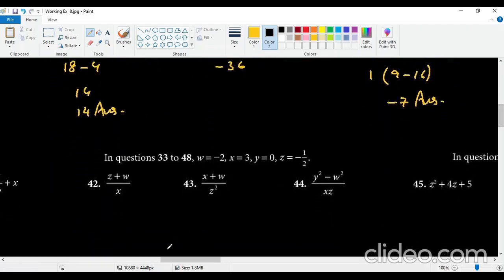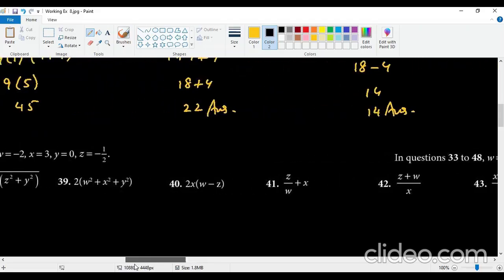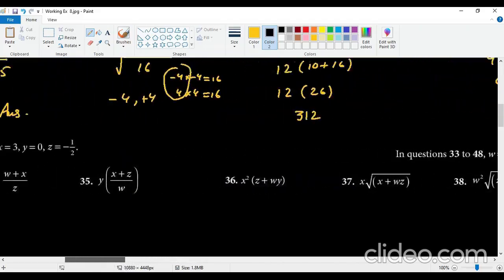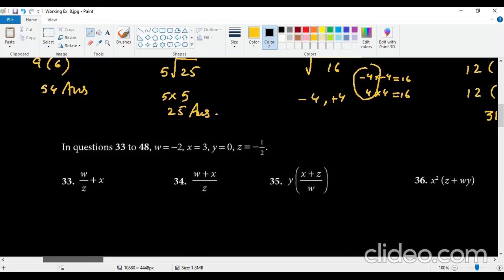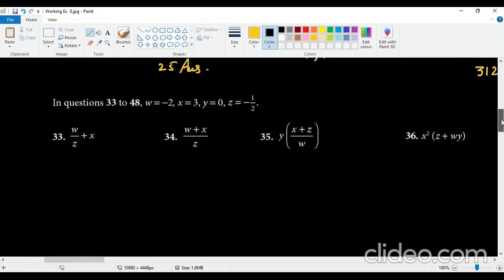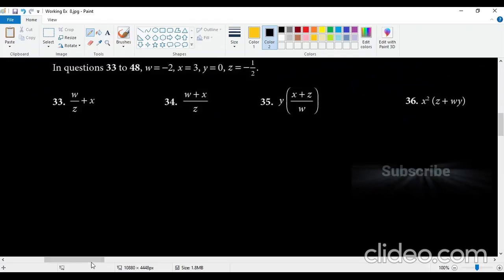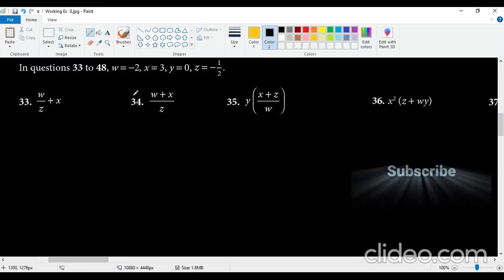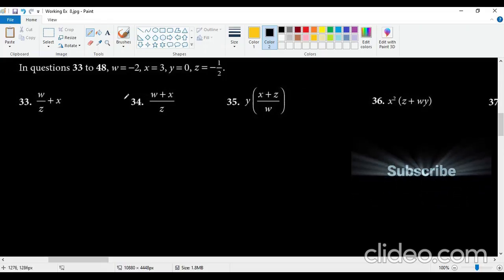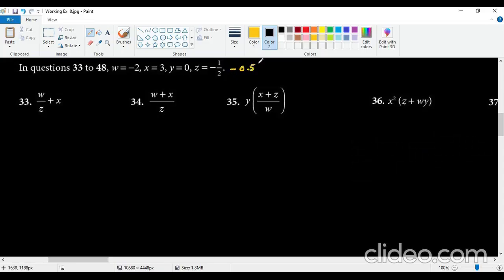Moving on to the next question, which is a bit different in a way that the values are different for the variables. It's over here, 32 and comes 33. Now in this question, the values of w, x, y, and z, there are 4 variables in which values are to be kept. Sometime I might use negative 0.5 for negative 1 over 2. So it's going to be same thing.